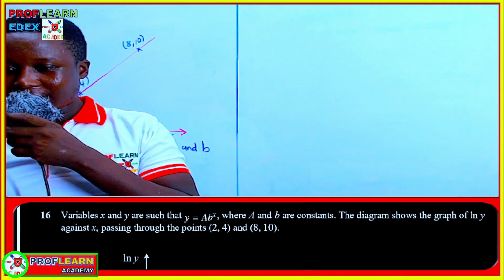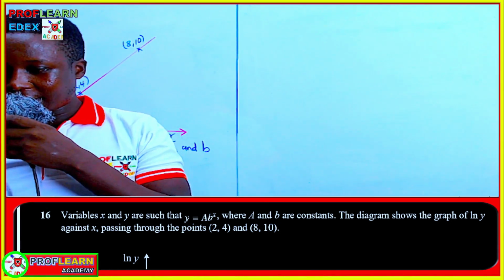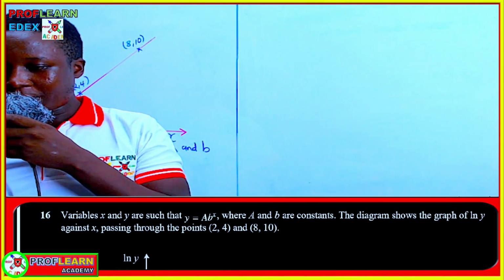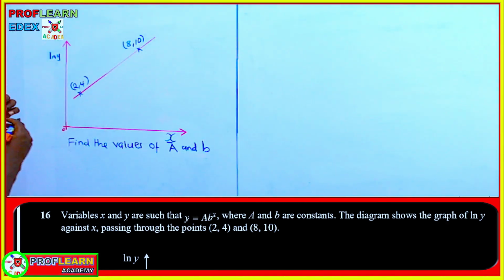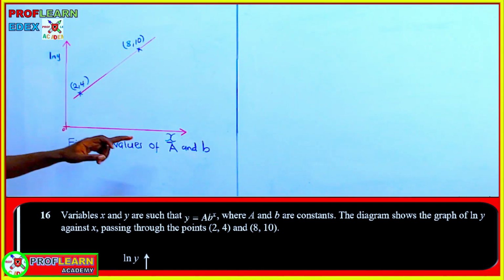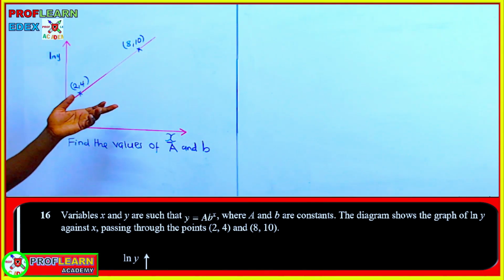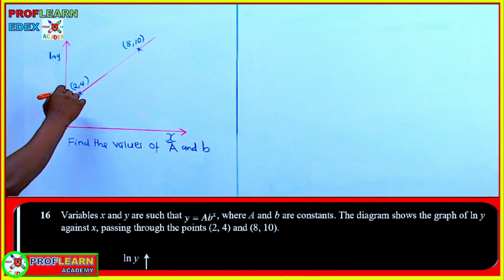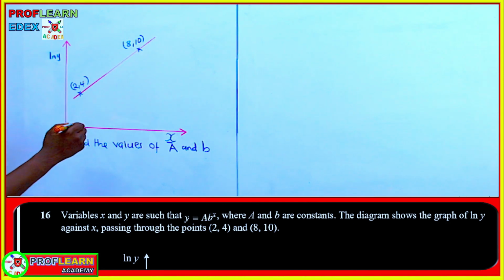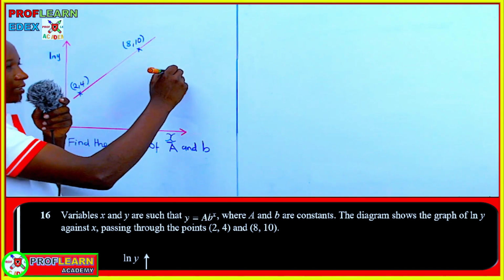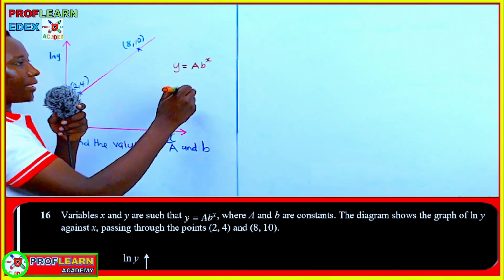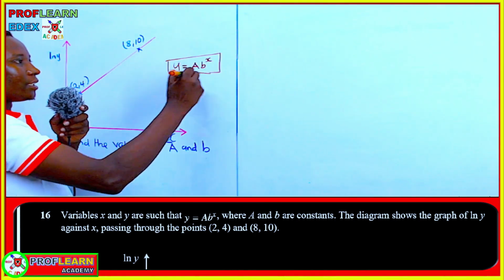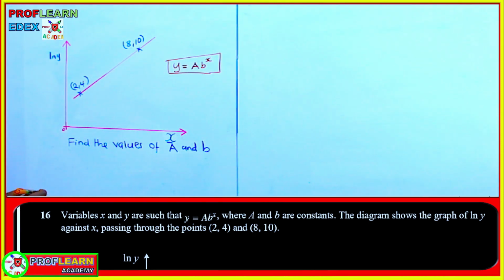Now in this question, we're told that x and y are such that y equals a b raised to power x, where a and b are constants. The diagram we are referring to shows ln y against ln x, and when drawn they give the equation of a straight line. So this equation, y equals a b raised to power x, can be linearized in order to give the equation of a straight line.